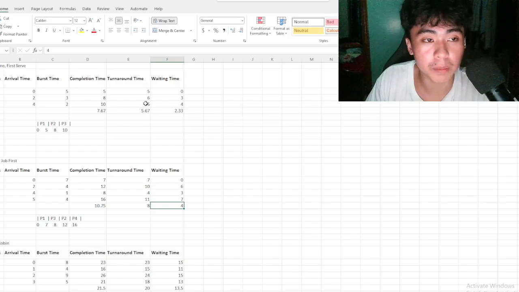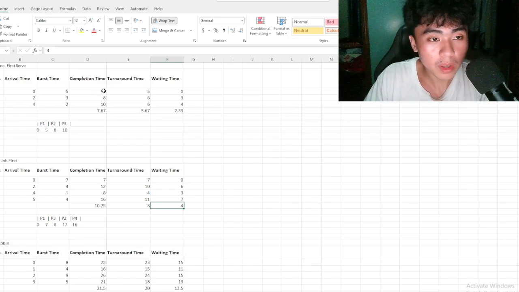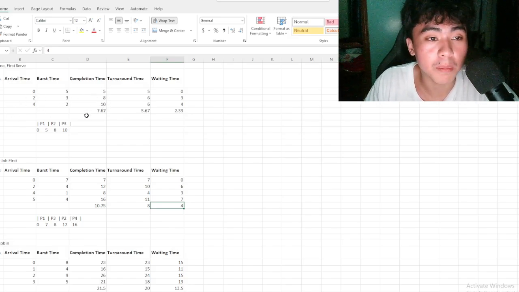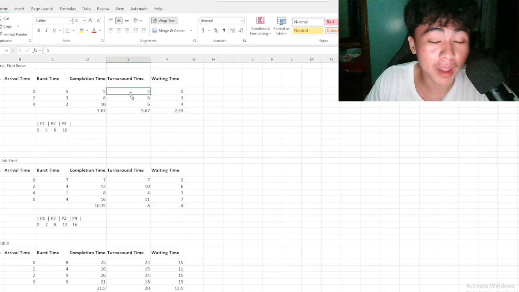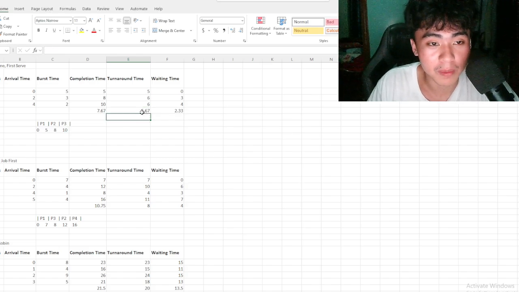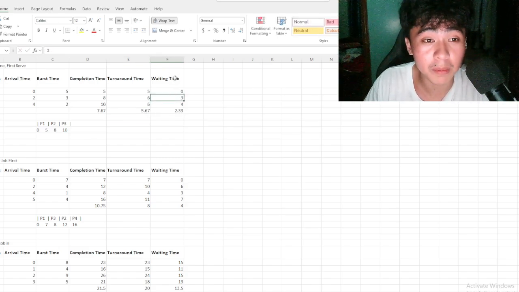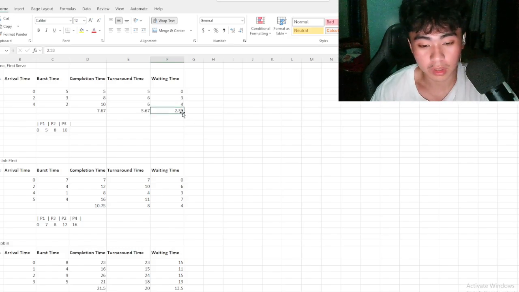To get the average completion time, turnaround time, and waiting time, we add 5 plus 8 and 10, then divide by 3 since we have 3 processes in our table. So 5 plus 8 plus 10 divided by 3 is 7.67. For turnaround time, 5 plus 6 plus 6 divided by 3 is 5.67. And waiting time, 0 plus 3 plus 4 divided by 3 is 2.33.